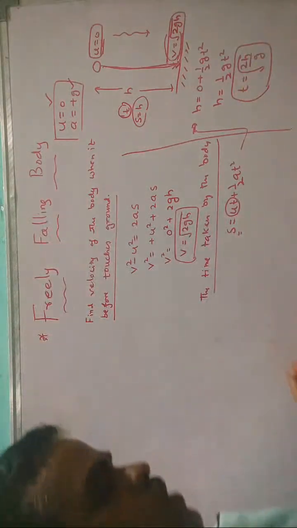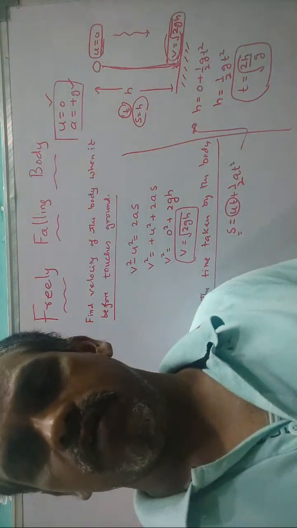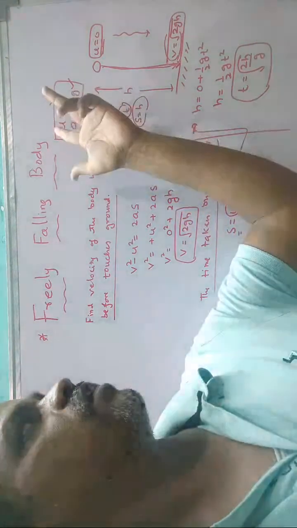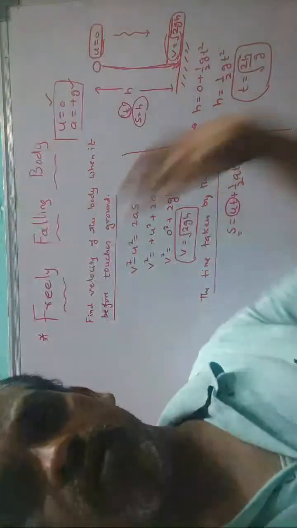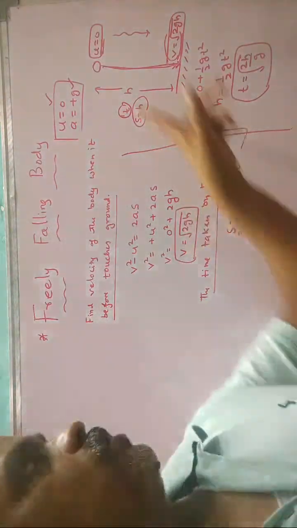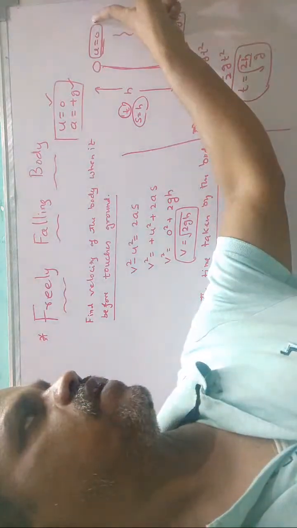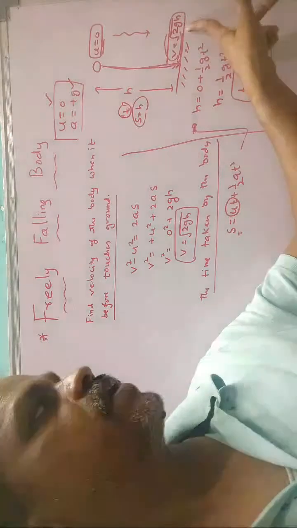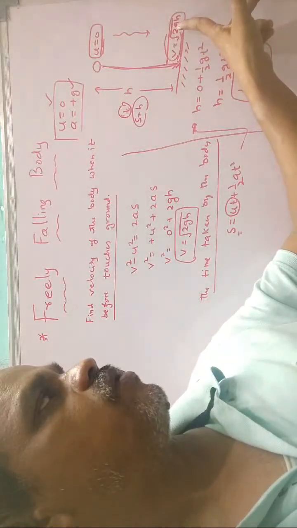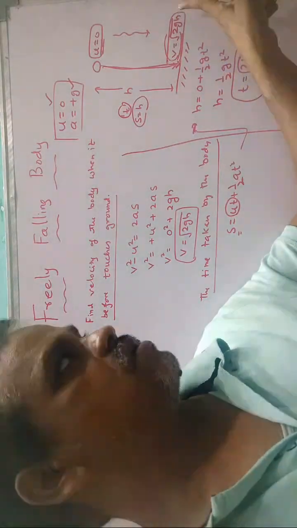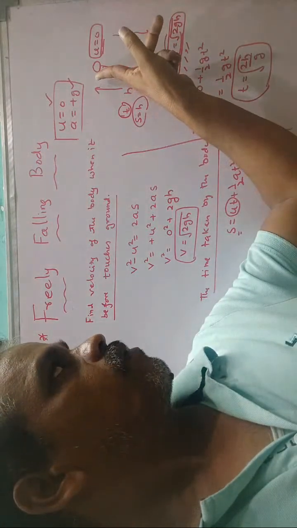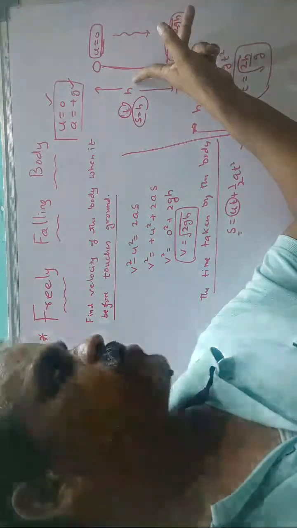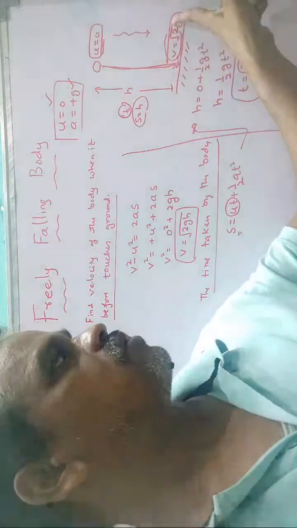So we have two formulas here for a freely falling body. For a freely falling body, we have two conditions: u equal to 0, a equal to plus g. The body starts with initial velocity 0, and before touching the ground, that is the earth, the final velocity of that body is equal to root of 2gh. h is the displacement the body covered before touching the ground.